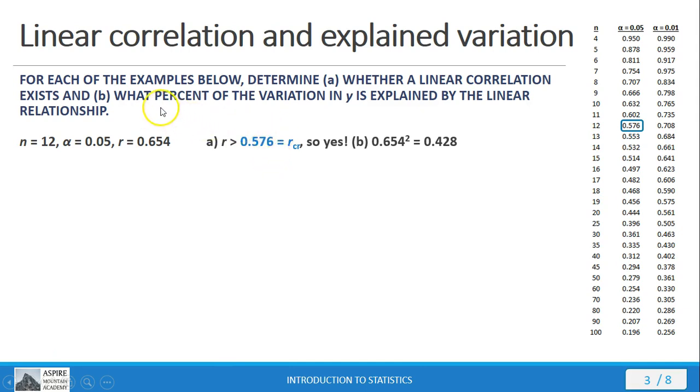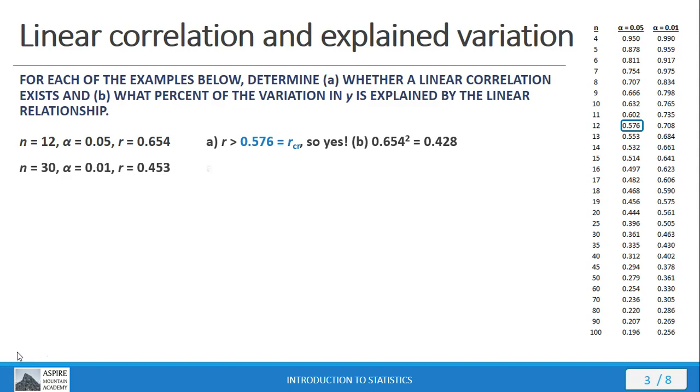Then to get the second part, we just take that value and square it, and that gives us the percent variation. So that's all there is to it. Why don't you try the next one on your own? Sample size of 30 at the 1% significance level with an r value of 0.453. Good, pause the video, come back, we'll see how well you did.